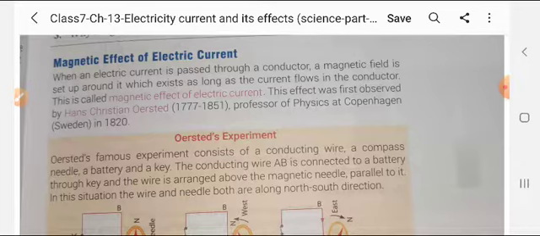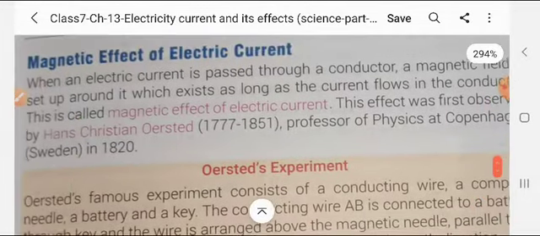This means when an electric current is passed through a conductor, a magnetic field is set up around it, which exists as long as the current flows in the conductor. This is called the magnetic effect of the electric current.